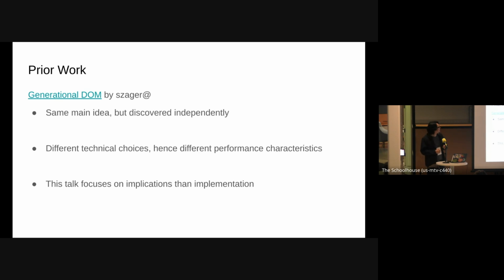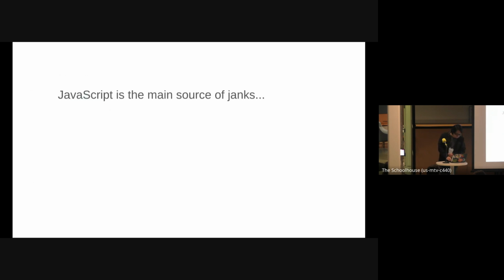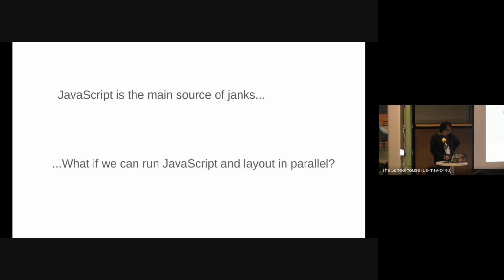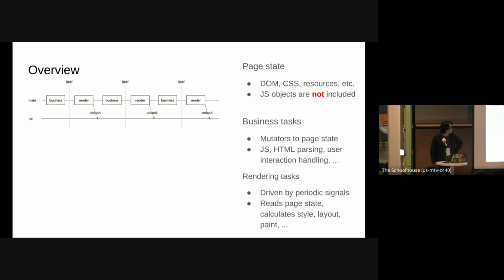Stefan's talk was quite technical, and this talk will be less technical. It's more about implications. So in a word, it's going to be wilder. So what is it about? One of the first things I learned after I joined the Chrome team was that JavaScript is the main source of jank. So how about making it parallel? The main purpose is to make JavaScript and layout run in parallel, but we can actually achieve more than that. So let's go to the overall design.